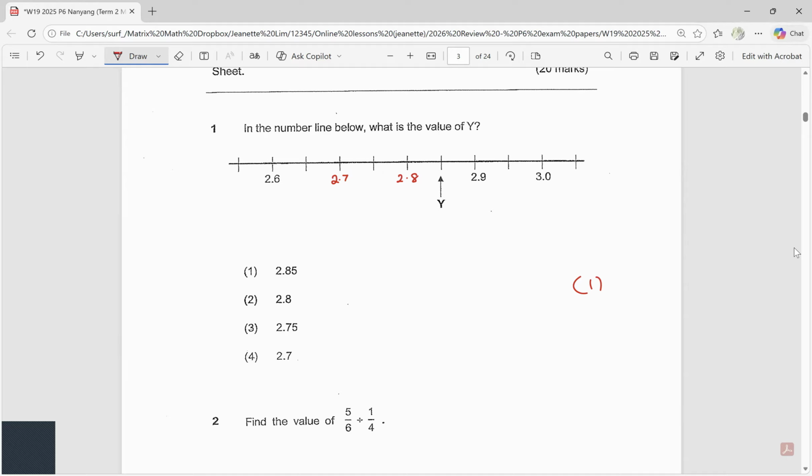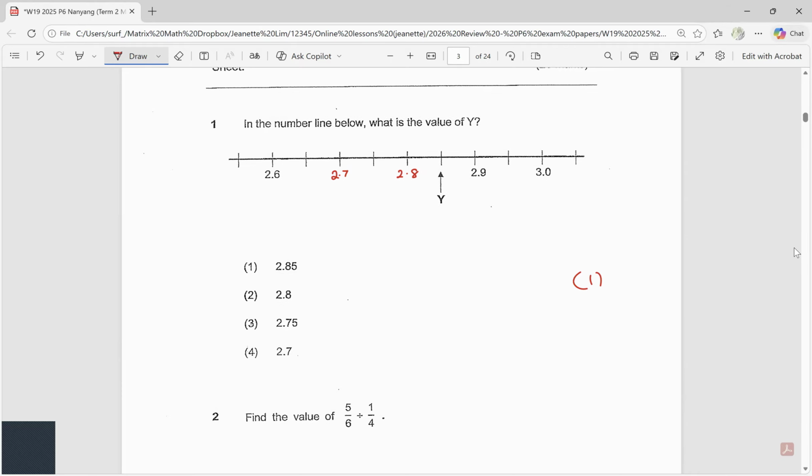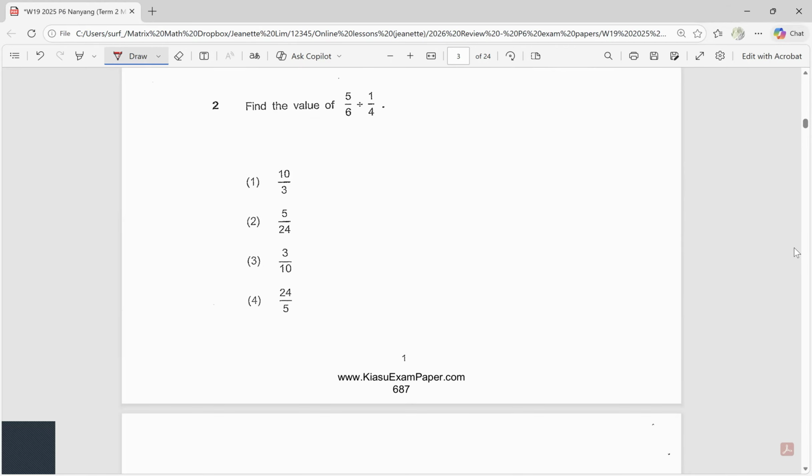Okay, for question 2, find the value of 5/6 divided by 1/4. Now, when you have fractions and you want to divide, we have to use keep, change, flip. So we keep the first fraction, change the sign to times, and then we flip 1/4. Now, when we flip 1/4 it becomes 4/1.